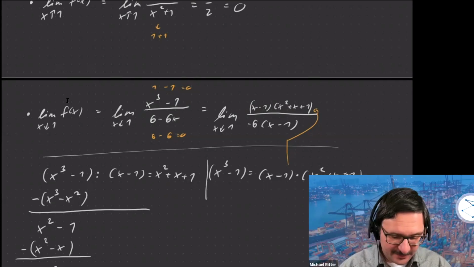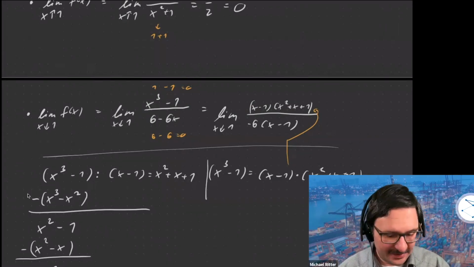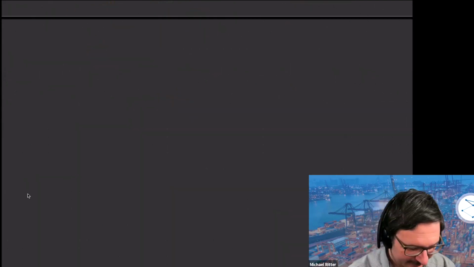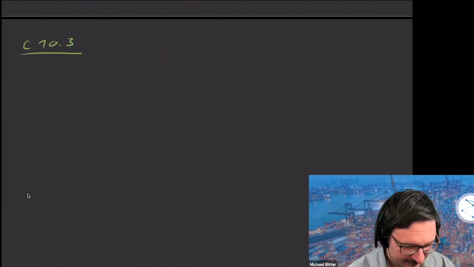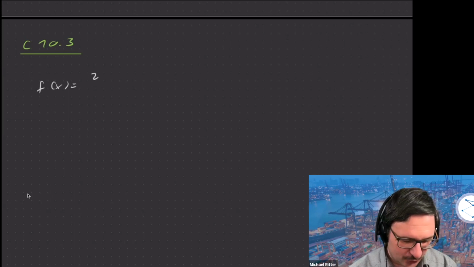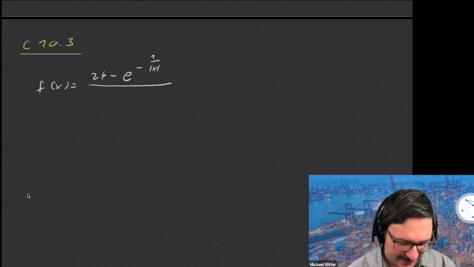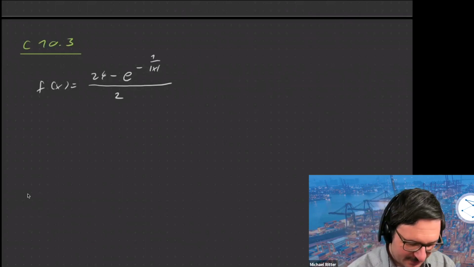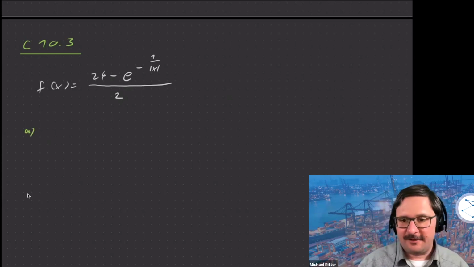Good. So let's continue with 10.3, I think. So here we have a function of the following form. f of x is 24 minus e to the power of minus 1 over the absolute value of x, divided by 2. And the first task here is to determine the maximum domain of f.